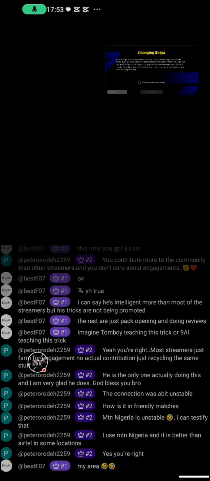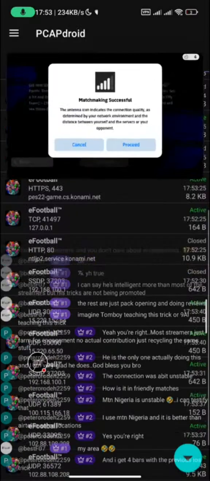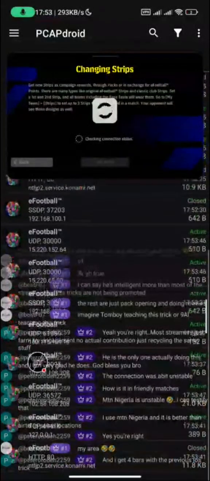I use MTN Nigeria, it's better than Airtel, because most of the opponents that are four bars are MTN Nigeria, but the lesser bars are people using Airtel. I've not seen anyone using Airtel giving me a four bar. I'm yet to find someone like that. Let me see the next one. Let me do it vertical. This one is also four bars. Four, it came to three.